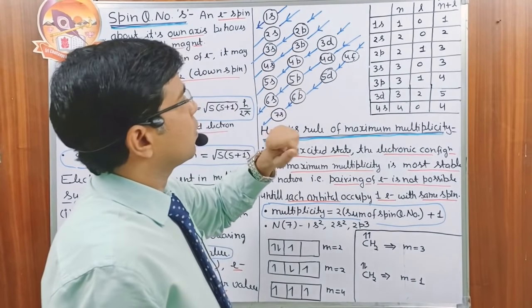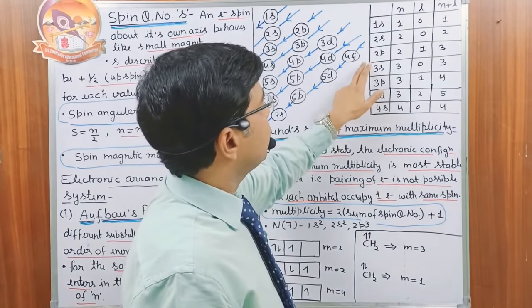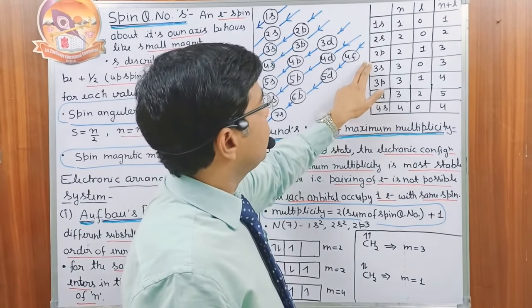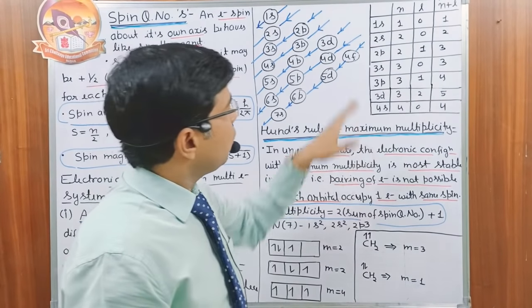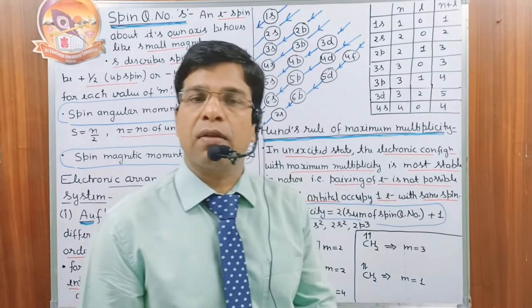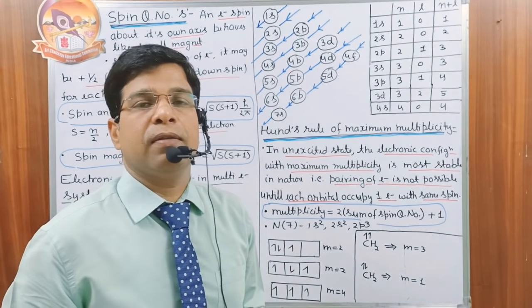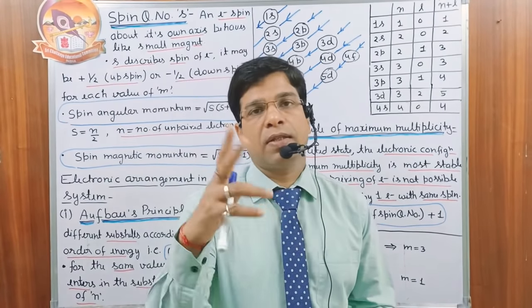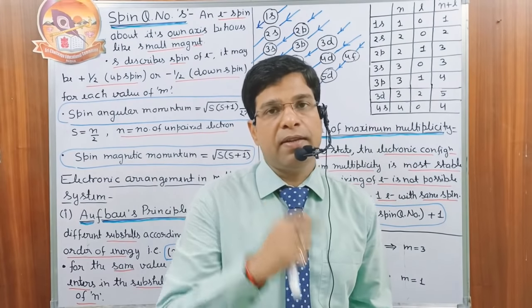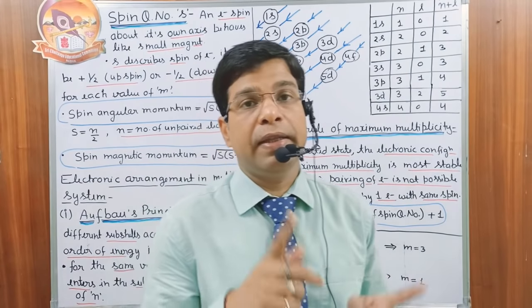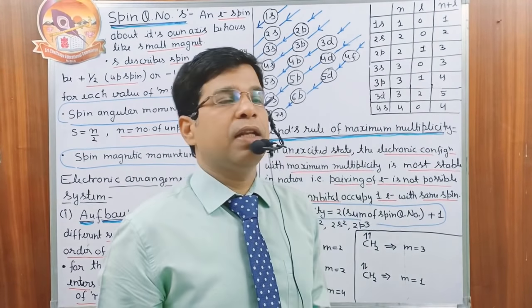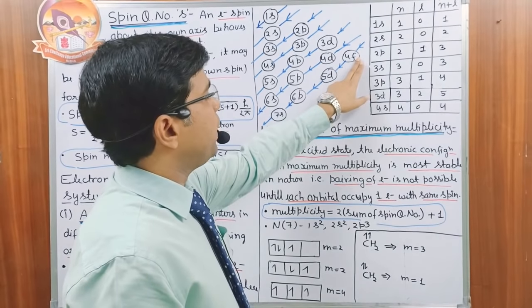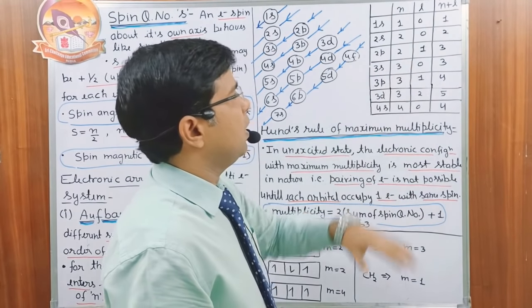Then the fifth electron: now 2s is complete, and the fifth electron has the choice of 2p and 3s. For 2p, the n plus l value is 3, and for 3s, the n plus l value is also 3. Now we have a tie. Both have the same value of n plus l. In such a case, the electron enters that subshell which has the minimum value of n. So 2p has the minimum value of n.